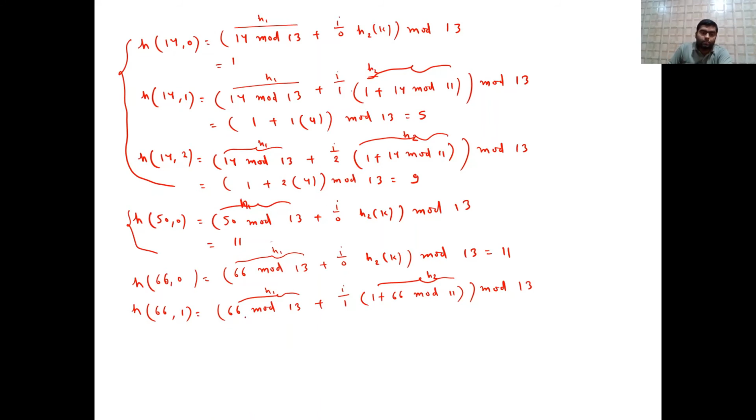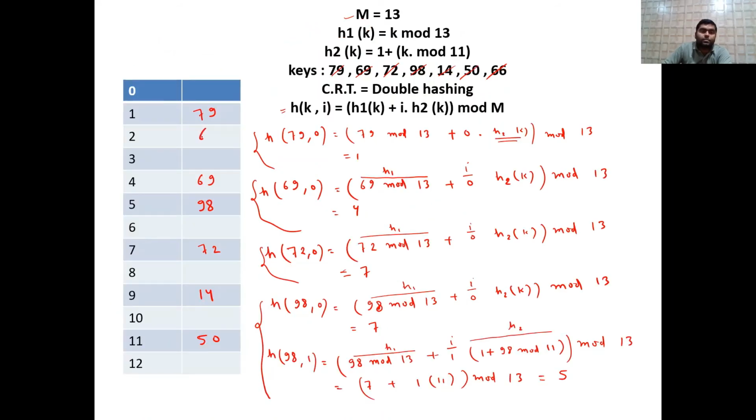So calculate it. So this will result in 1 plus 1 multiplied with 1, so it is 2 overall, 2 mod 13. So 2 mod 13 will be 2. Yes, of course, a space is available, so 2. So finally no clashing or no collision is there. So 66 will be stored at the second position. Okay, so this is the case.